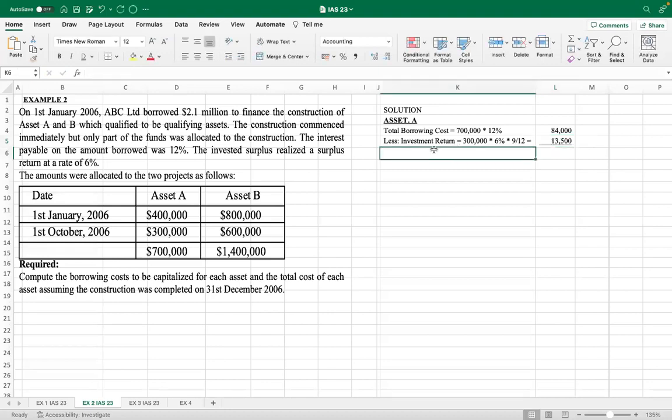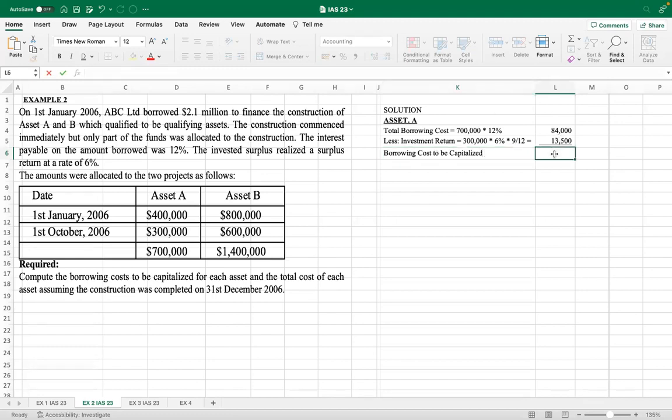Now, this gives you the borrowing cost to be capitalized. So what will be the borrowing cost to be capitalized? 84,000 minus 13,500 gives you 70,500 to be capitalized.